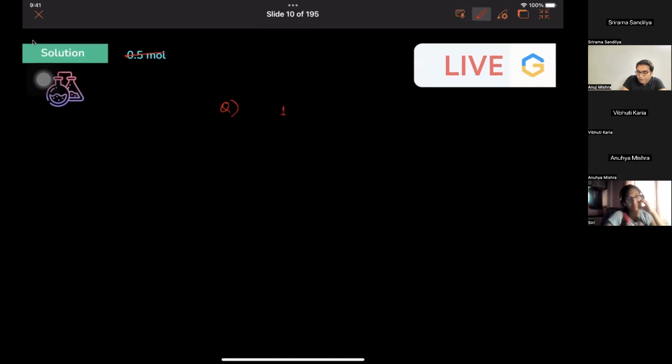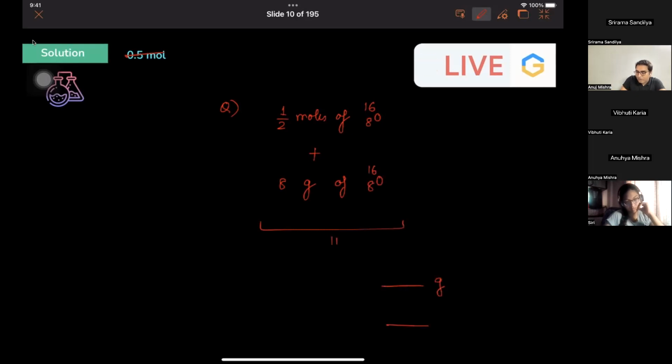You have half moles of 8O16 plus, note down, 8 grams of 8O16. You have to tell me in total how many grams are there and how many moles are there. How many AMUs are there? Can you answer these 3 questions?